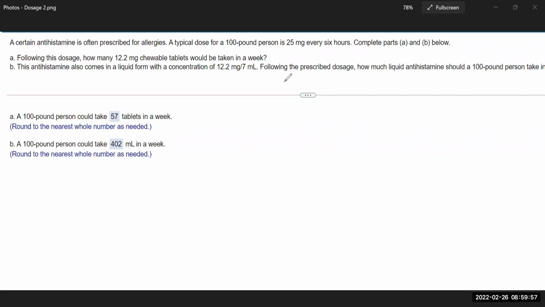Now, the first part of the question says that following this dosage, how many 12.2 milligram chewable tablets would be taken in a week? Okay, so let's break the question down. It says that a typical dose for a 100-pound person is 25 milligrams every 6 hours. That should tell you that a 100-pound person should take 25 milligrams per dose.